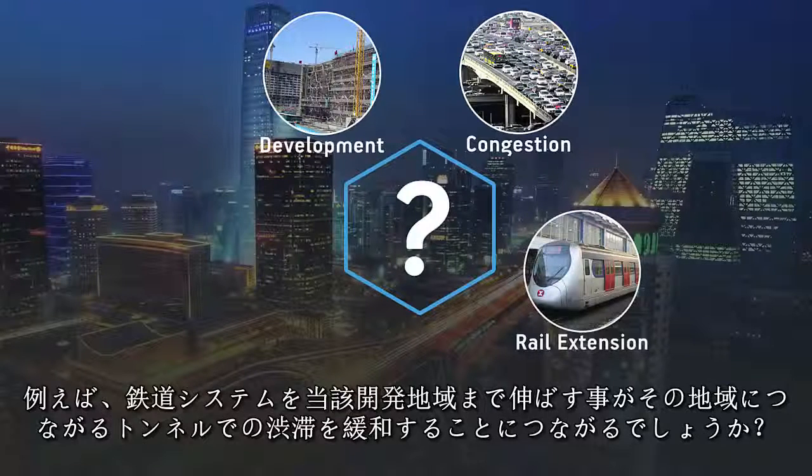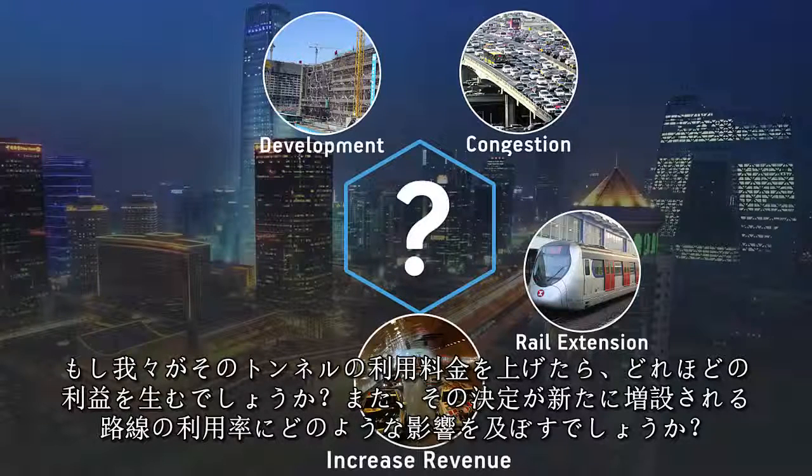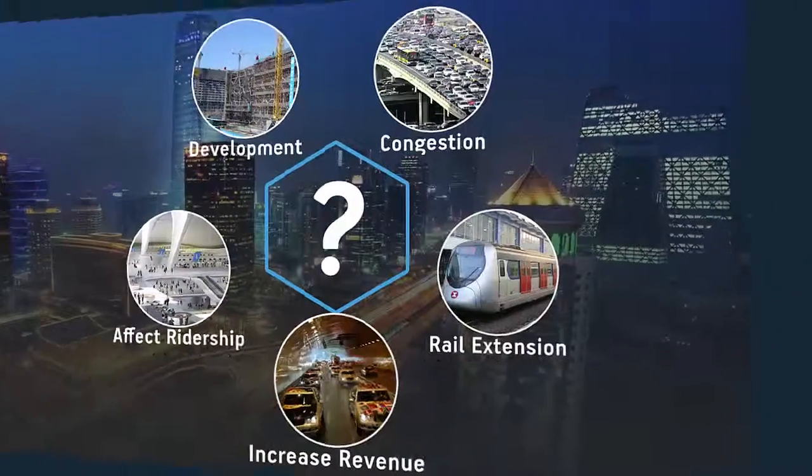Will extending a rail system to the new development help with congestion levels in the tunnel that is leading there? Maybe if we increase the toll for the tunnel, how much more revenue will be generated? And for that matter, how would the increased toll affect the ridership on the new rail line?